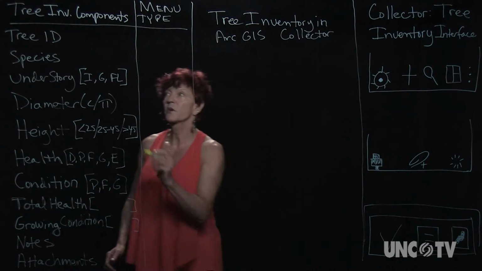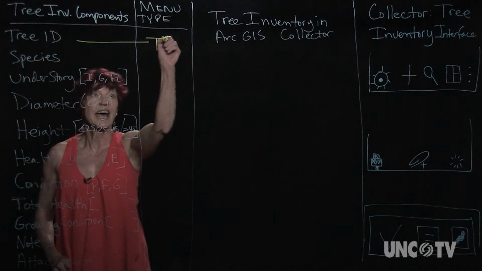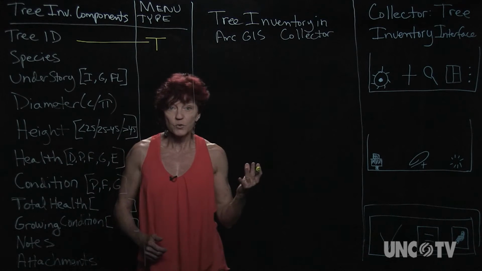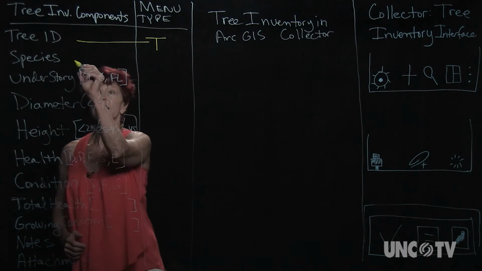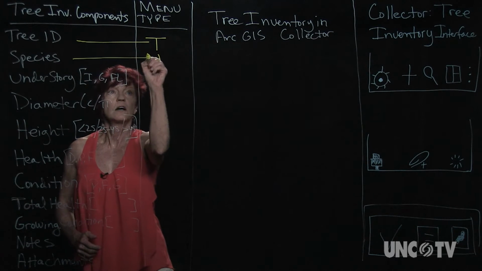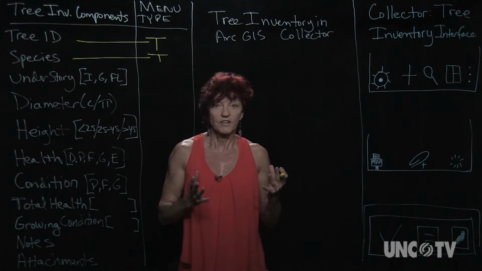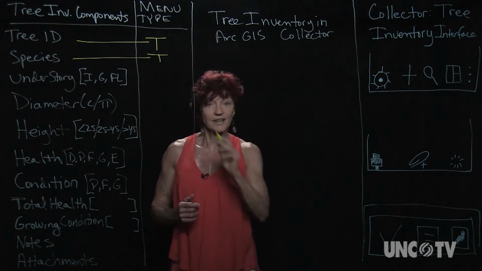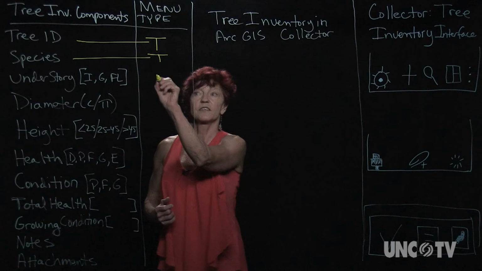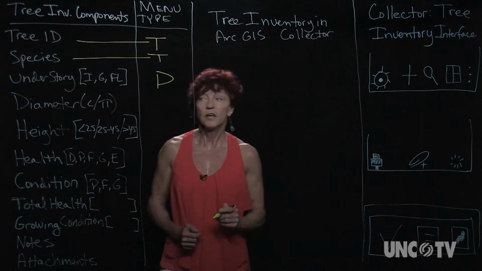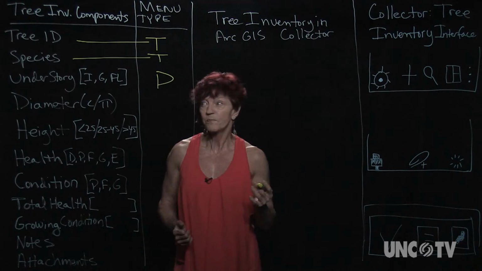We start over here with the tree ID, which is text. Every tree has a unique tree identifier. Then you use the tree leaf and match it to the tree book and identify the tree species. Type that in as text also. The next category is the understory, and that is a drop-down menu. Indicate whether it is impervious, grass, or forest litter.